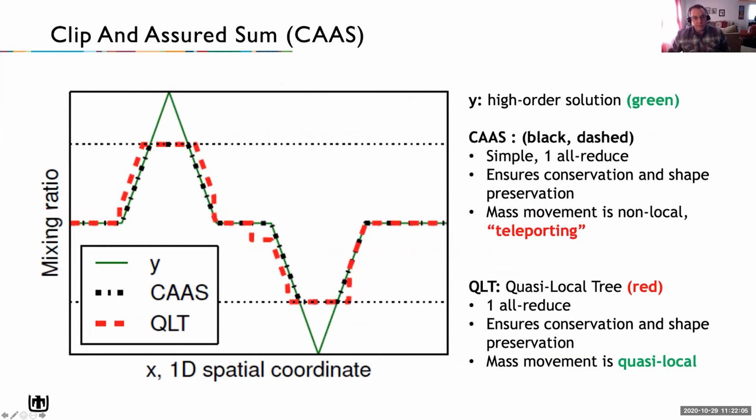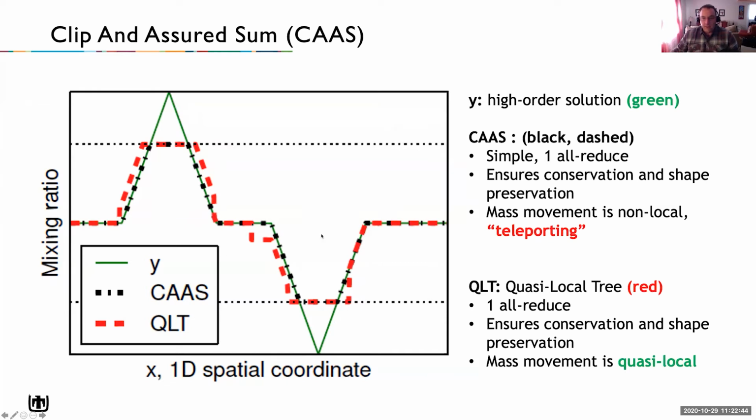So clip and assured sum, imagine our high-order solution is this green curve here. And imagine that this is London and this is Los Angeles. So we have exceeded the bounds here. So we clip it and we keep track of the mass that we clipped and we find out that you can add it back over here. So our new solution in black is the clip and assured sum solution, the black dash. It's exactly one all-reduce. It ensures conservation and range, but the mass movement is non-local. So we teleported this mass that our numerical solution located here all the way over here to fill in this triangle.